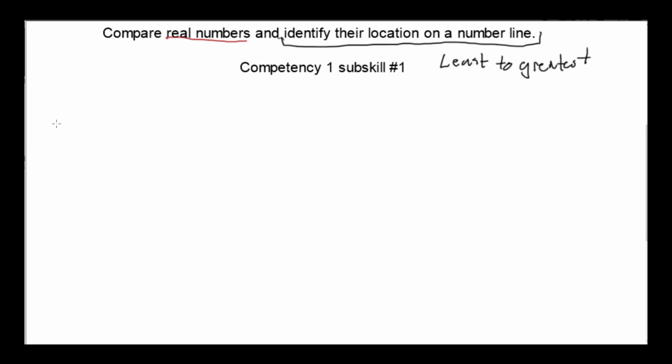Alright, so what is a real number? A real number is any number that you can think of. They can be whole numbers, rational and irrational numbers. They cannot be imaginary numbers, and infinity does not fall in the realm of real numbers.